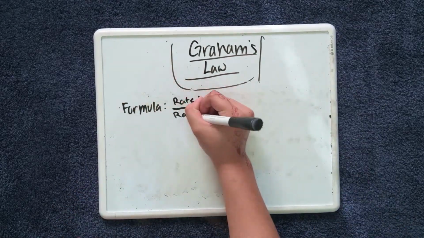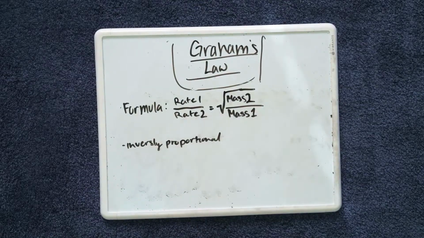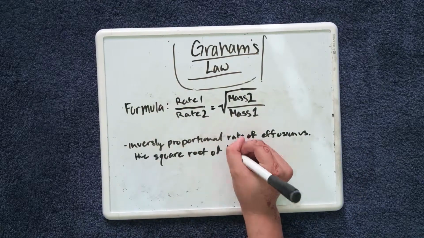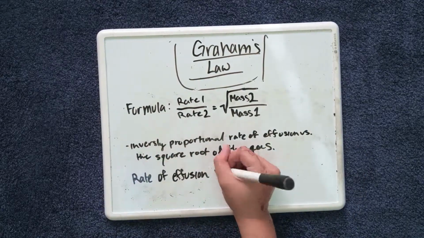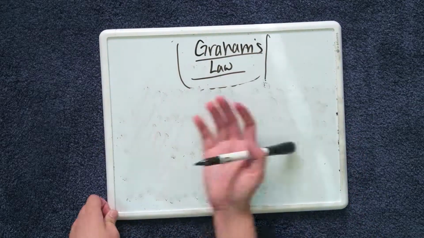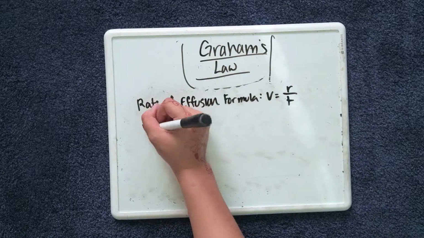Alright, now what y'all see here is a formula for effusion. Graham's law states that the rate of effusion of gases is inversely proportional to the square root of the density of the gas. The rate of effusion can be found using the formula R equals V over T, where R represents rate, V is the volume of the chemical or substance, and T is time. Now let's do some demonstrations of this law.